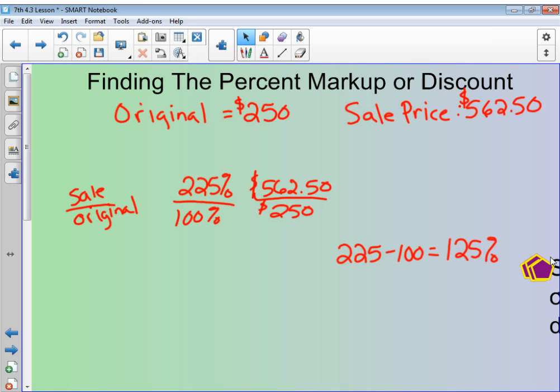Okay, in this situation, it ended up being a 125% markup. Good luck with this, and just remember, when they're asking you to find that percentage of markup or discount, you have to work off of subtracting between that and 100, whether it's the smaller number subtracted from 100, or when it's a markup, the bigger number subtracting the 100. Either way, you're subtracting with the 100. Good luck.